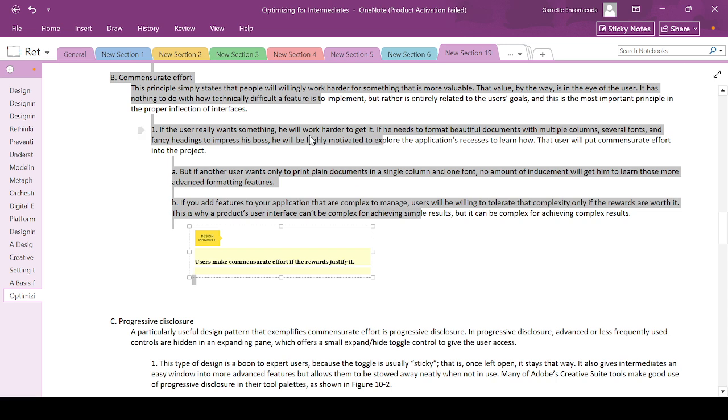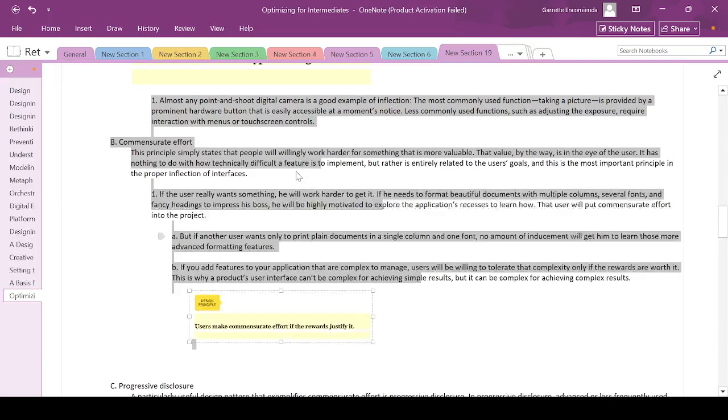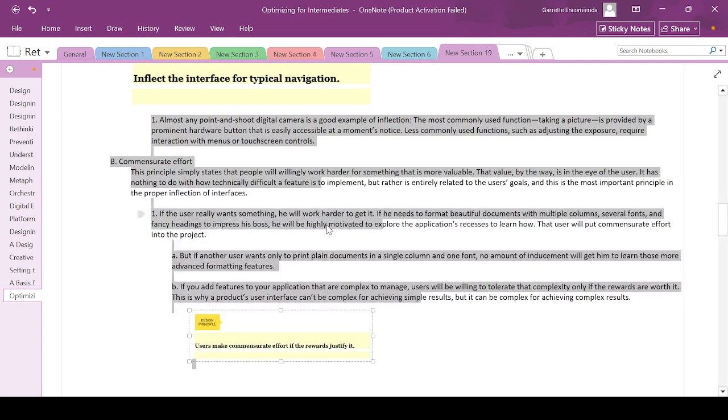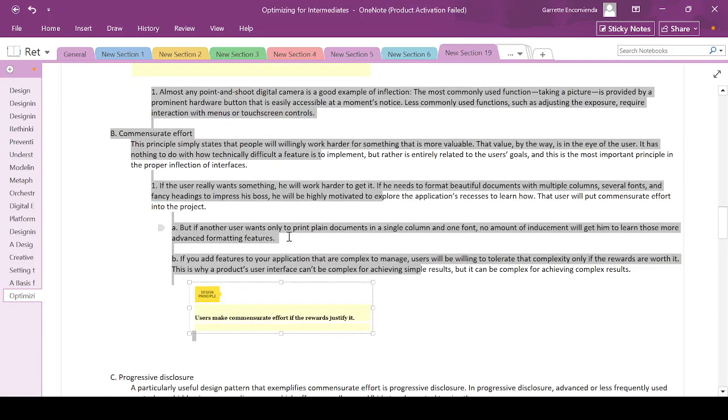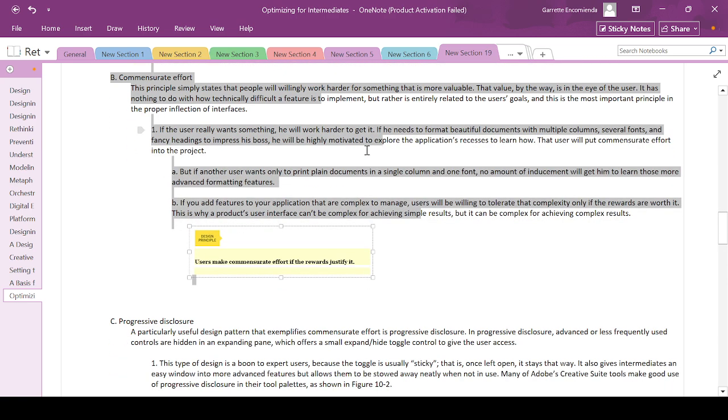It has nothing to do with how technically difficult a feature is to implement, but is entirely related to the user's goals. And this is the most important principle in the proper inflection of interfaces. So with this inflected interface, there is a commensurate effort that will determine how the users will learn the most common or most difficult functions, depending on the desire. It's not about the technical difficulty. If the user really wants something, he will work harder to get it.